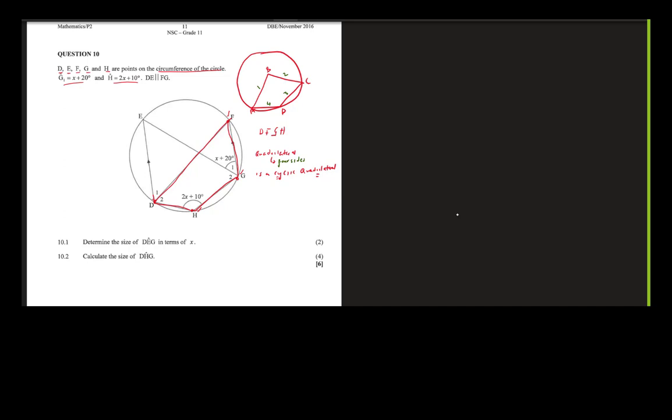Good. B specifically. B is not at the circumference. So A, B, C, D is a quadrilateral, but not cyclic. But now if you look at D, going back to our circle, going back to our shape, D, F, G, H is a cyclic quadrilateral because all points of this quadrilateral are at the circumference. Let me come back to you, Sensei.